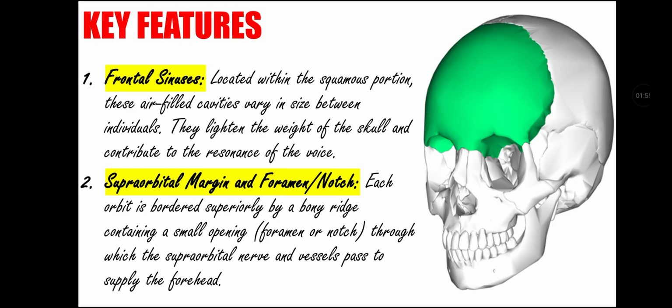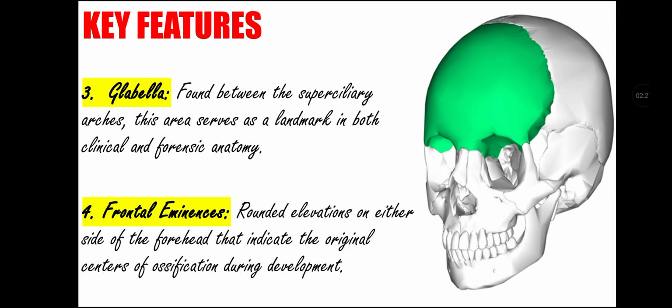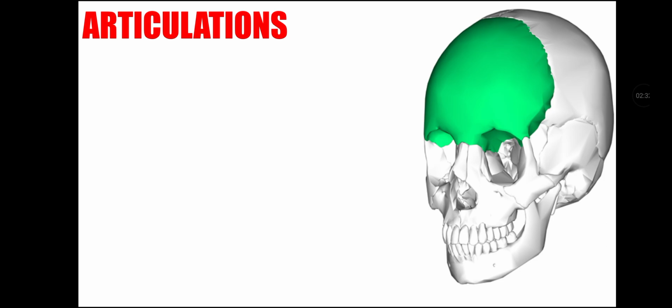Each orbit is bounded superiorly by a large ridge containing a small opening, that is foramen or notch, through which supraorbital nerve and vessel pass to supply the forehead, and that is the supraorbital margin and foramen that is present over there. Next we will talk about third feature, that is glabella, that is formed between the superciliary arches, and this area serves as a landmark in both clinical and forensic anatomy. Fourth feature is frontal eminence, that is rounded elevation on either side of forehead that indicates the original center of ossification during development. Now let's talk about articulations of frontal bone.